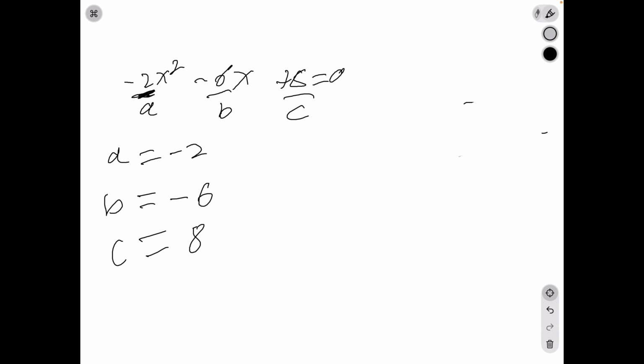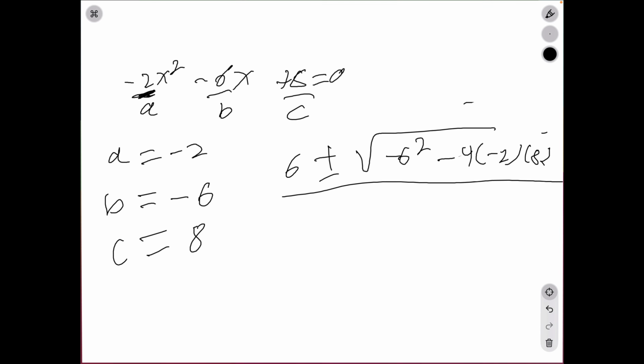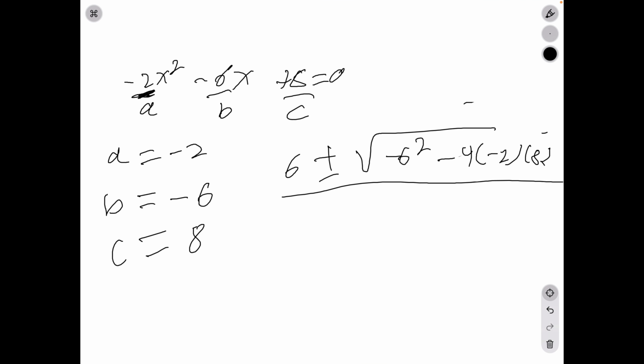Now, let's actually get to solving. So first, as we said before, negative b is basically just 6 plus or minus the square root of negative 6 squared minus 4 times negative 2 times 8, all over 2a, which is basically 2 times negative 2. Alright, solve.